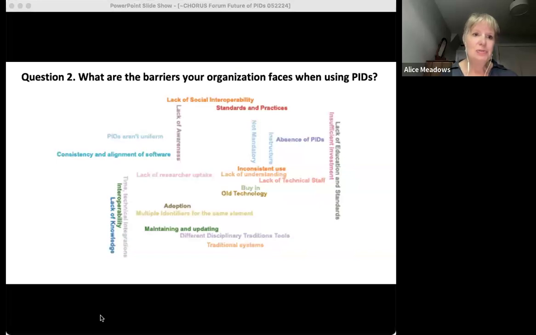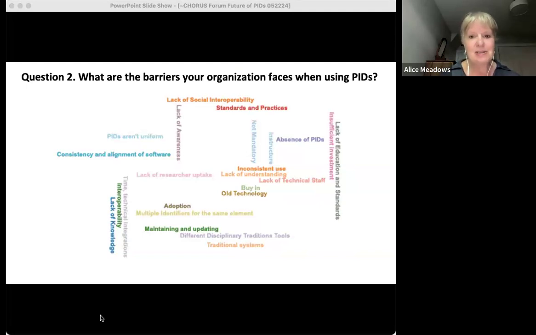So when it comes to the barriers, and apologies that this is a bit fuzzy, I think we did what we could to make it less fuzzy, but it is a little blurry. But again, lots of different things came up here. I think a couple worth mentioning. Somebody said lack of social interoperability, which I haven't heard expressed in that way, but I think this idea of culture change, getting people to accept change, is every bit as difficult, if not honestly more so, than the technical issues in many ways.